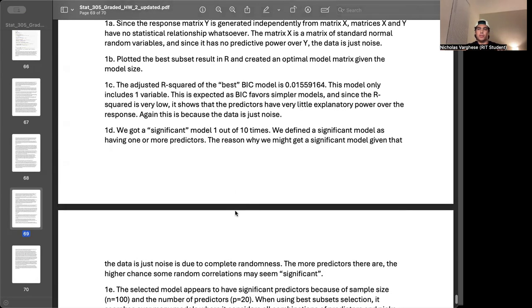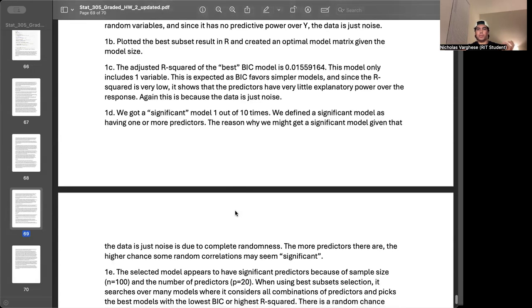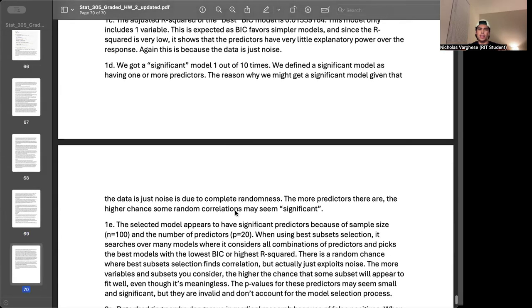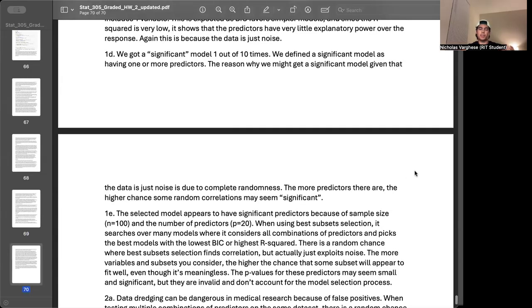When we're doing best subsets model selection, we're looking at a bunch of different predictors and the combinations of all these predictors together, and best subset picks the best model when considering all possible combinations. In this case, we came up with a BIC model of just size one. This makes sense because the data is just noise, so the best representation would be just one predictor. It had a really low R squared as well.